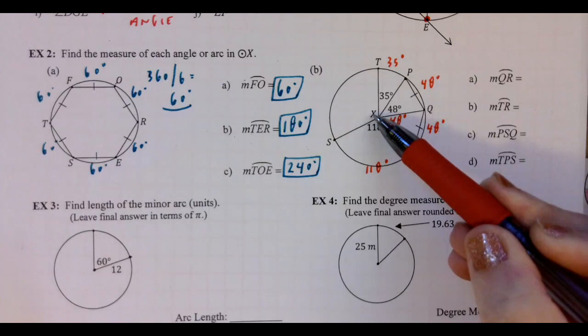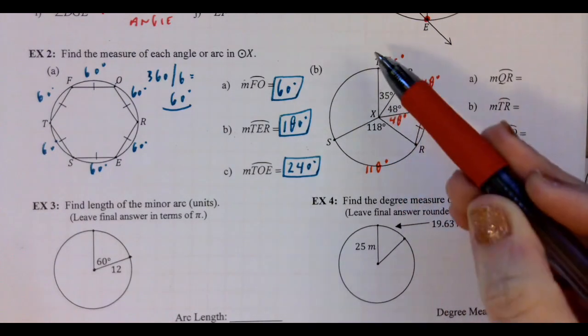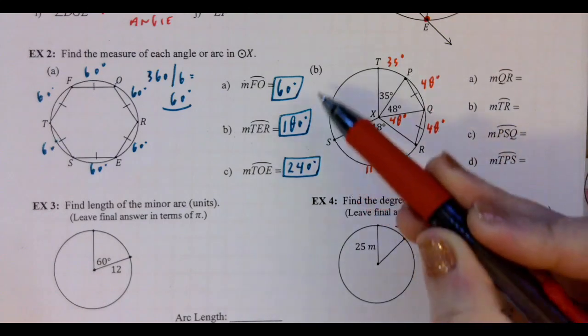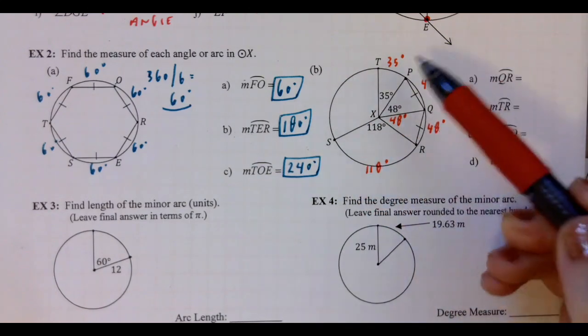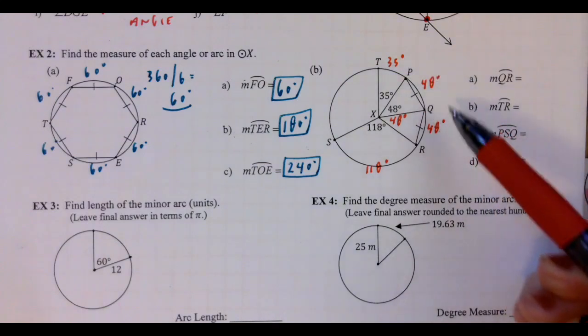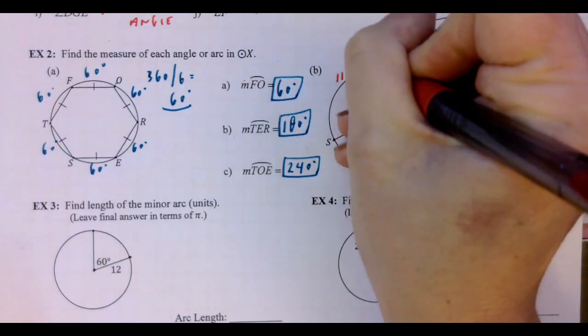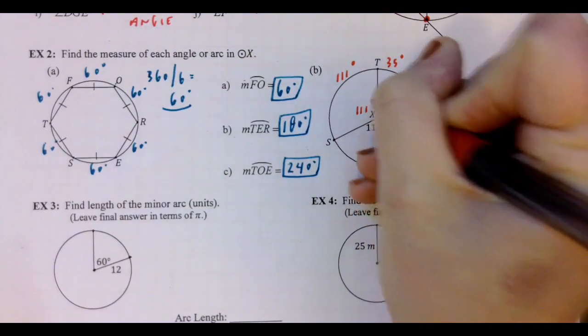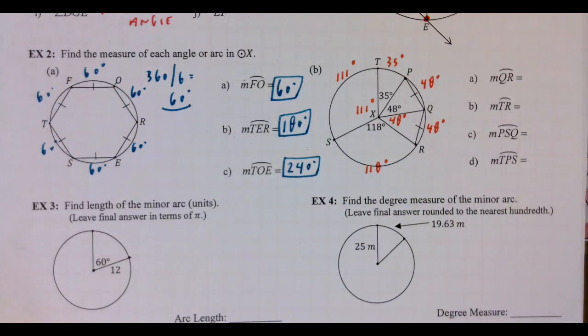Okay, my missing angle and my missing arc must be the same degree measure, and collectively, right, all of them have to add to 360. So if I take 360 and I subtract the 35, 48, 48, and 118, I'm left with 111 for my central angle here and its intercepted arc. So I'd go ahead and fill in that missing gap first.